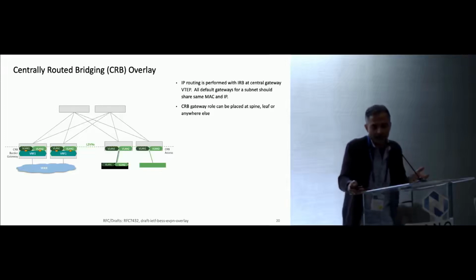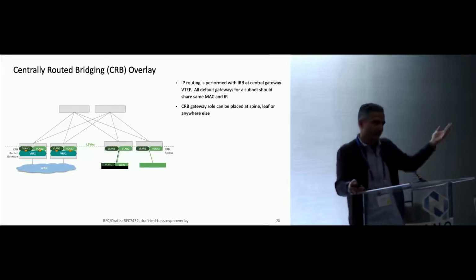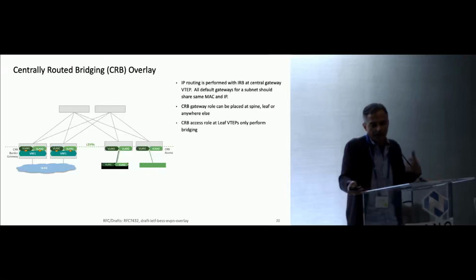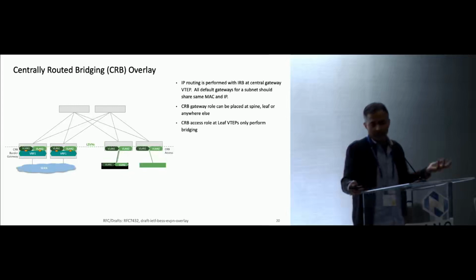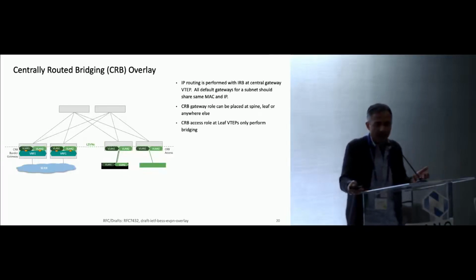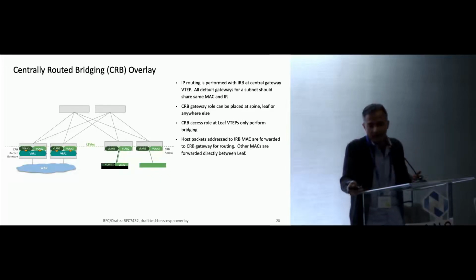So CRB gateways can be placed anywhere. It could be on a server, it could be in a spine, it could be wherever, right? There's no placement rules, as long as it's within the domain of the VXLAN tunnel. CRB access, which is implemented on the leaves that end systems connect to, are just performing bridging exactly the way the pure bridging that we spoke of, nothing different, exactly the same thing. So the only thing we added on top of the pure bridging was someplace in the network which is providing routing. Right?